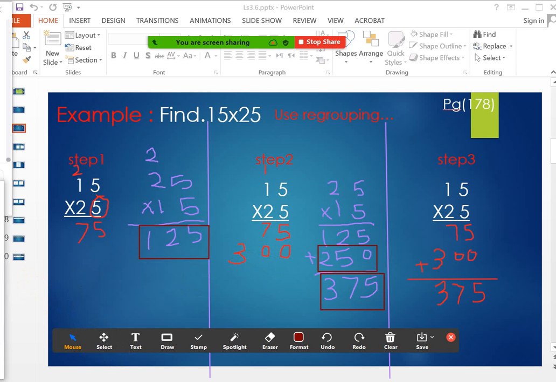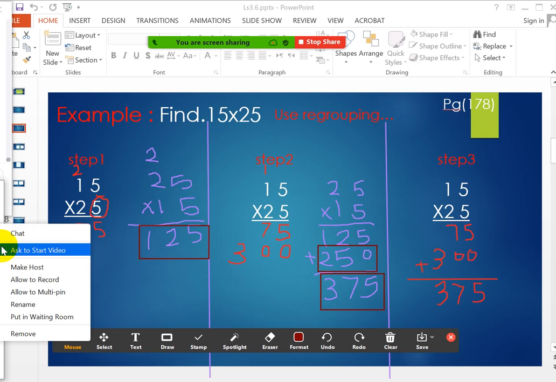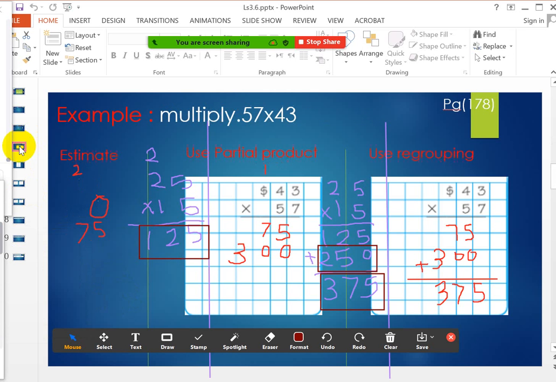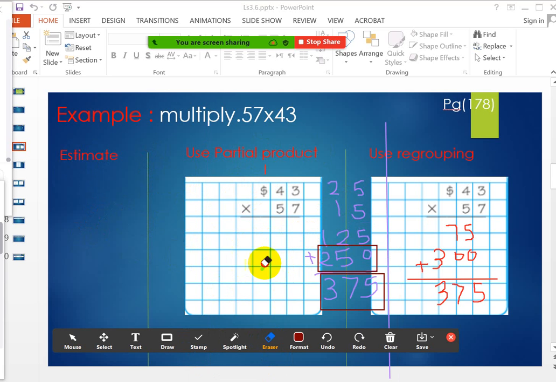Okay, girls, now we will move to the next exercise. Now we will move to the next page, or in the same page, the next exercise. I think all of you finished. Okay, now this is our exercise. I will erase those.